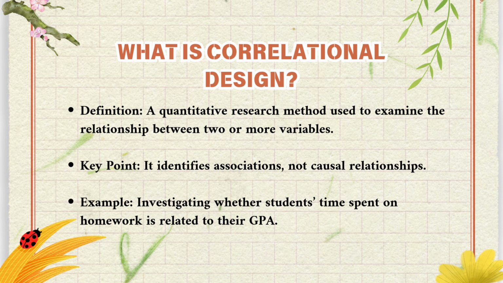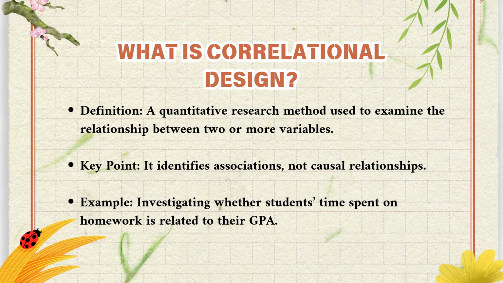Correlational design is used to explore the relationship between two or more variables. It's seeing if things move together, not proving that one causes the other. An example to think about would be, is there a relationship between how many hours you study and your test scores? Now that's a classical correlational question.